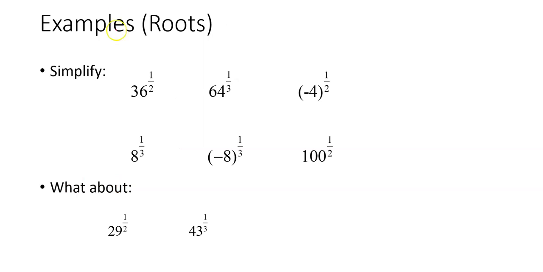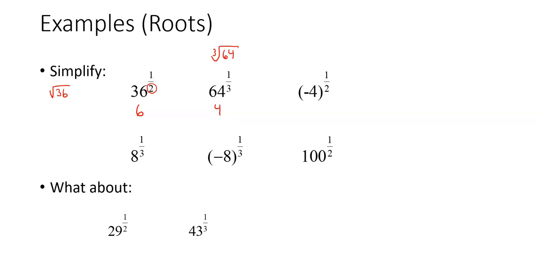The first one says 36 to the 1/2. 36 to the 1/2 is the equivalent of the second root of 36. The second root is nothing weirder than just the square root. So the square root of 36, what number multiplied by itself twice will give you back 36? The answer is 6. Over here, 64 to the 1/3 says what number multiplied by itself 3 times will give me 64. So the third root of 64 is 4, because 4 times 4 times 4 will give me back 64.